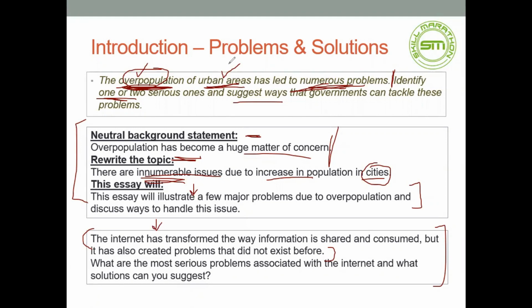What have you done? You've simply written what the essay is going to talk about. But what about the general statement? What about rewriting the topic? Those need to come first. It's not just a one statement introduction. You have to write 3 sentences.